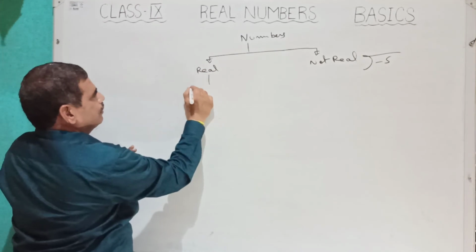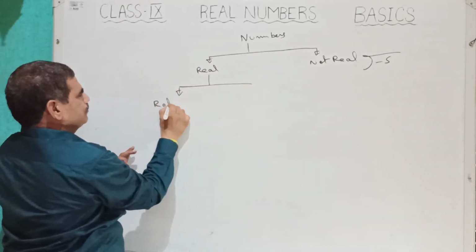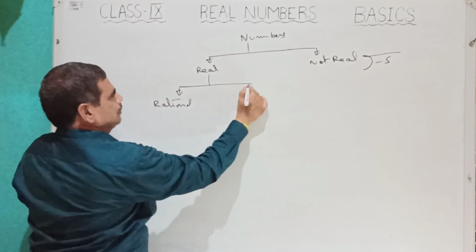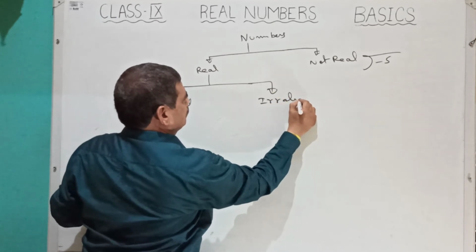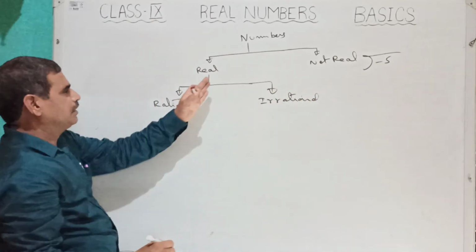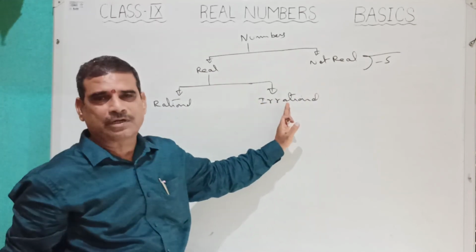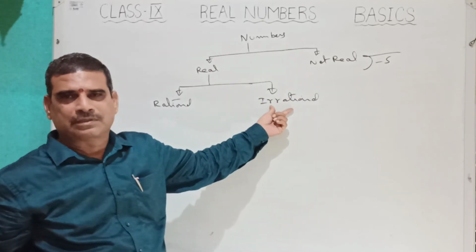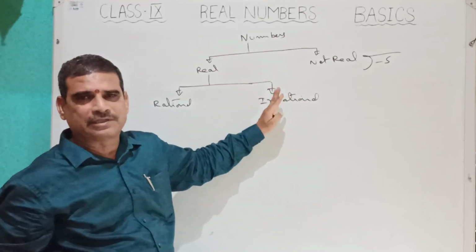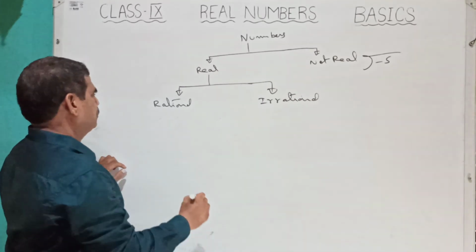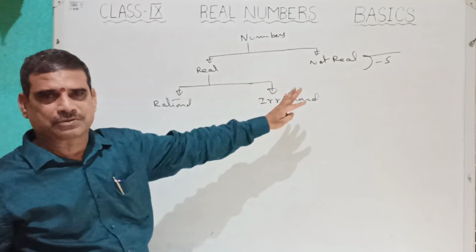Real numbers are two types. One is rational and another is irrational. So real numbers are two types, rational and irrational. And also you forget about irrational number for now. A little bit of the subject is there in 9th class and also in 10th class. So already I gave definitions for this.